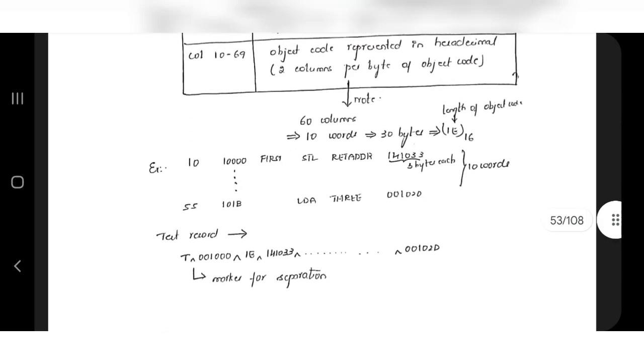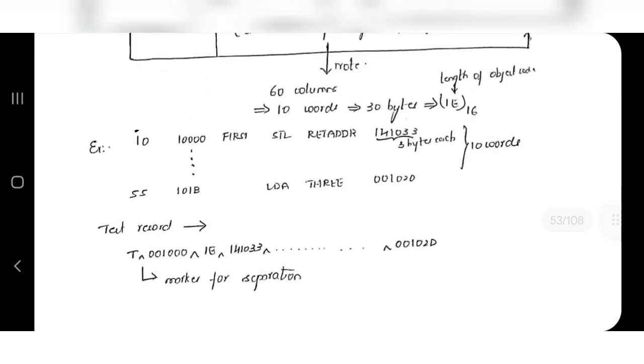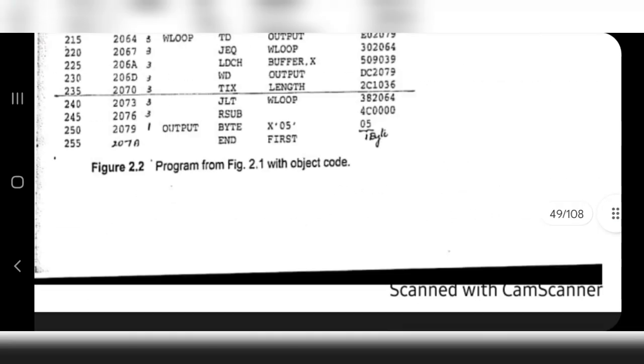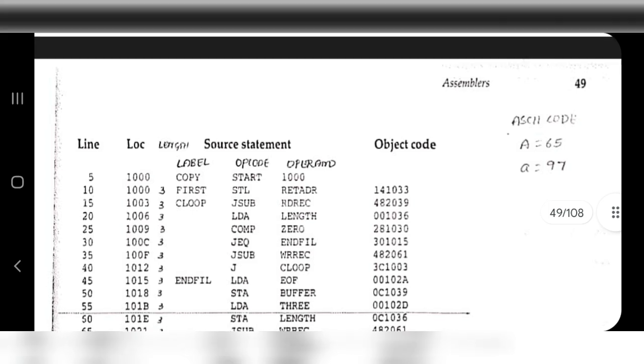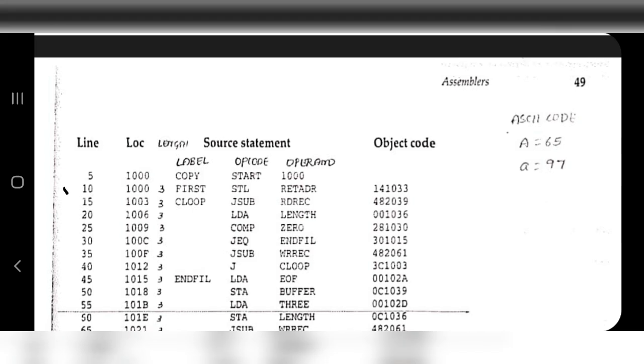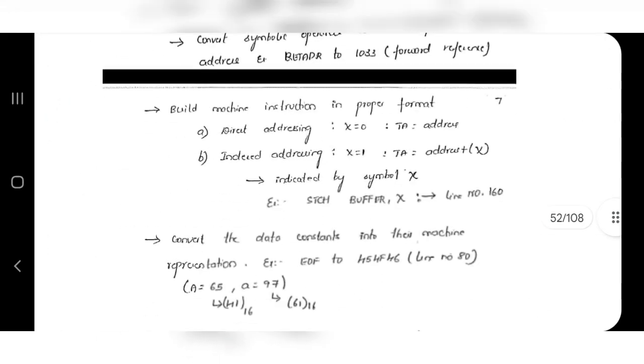So this is the total program. This is line number 10. It's starting from line number 10, because the first line is just the assembler directive. So here we have 1000, and this is the first line of code, STL, RETADR, and this is the object code for it. This is line number 10, and here it is the first STL, RETADR, 141033. The same line is written, right?